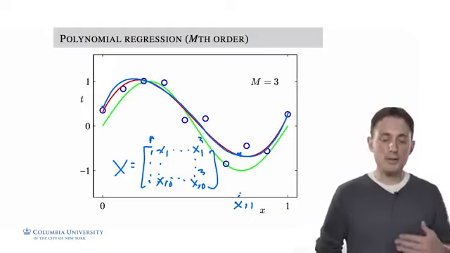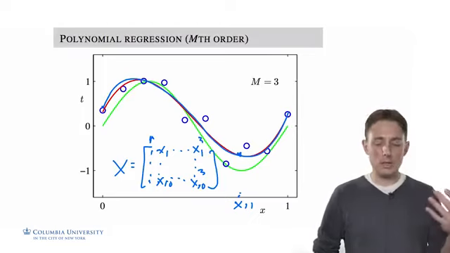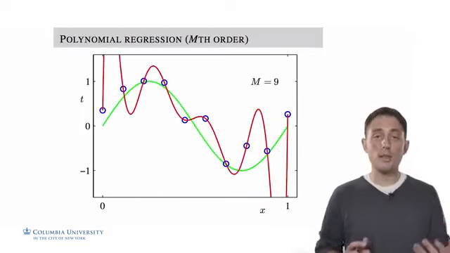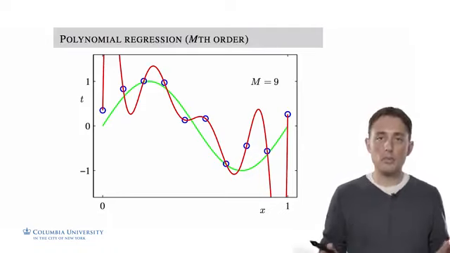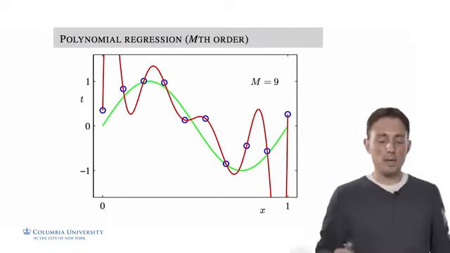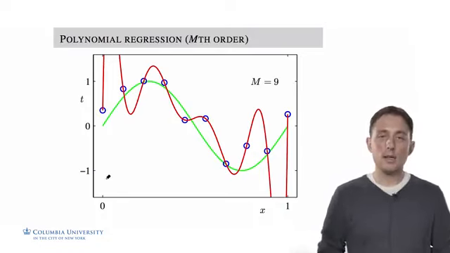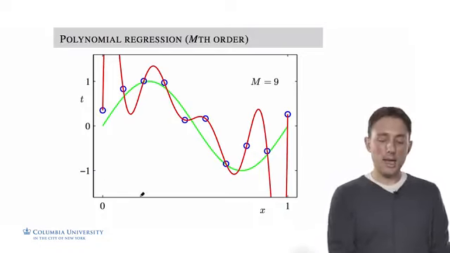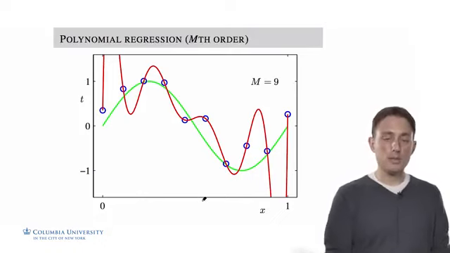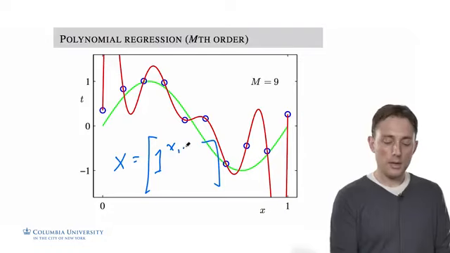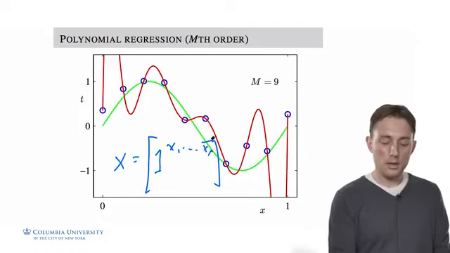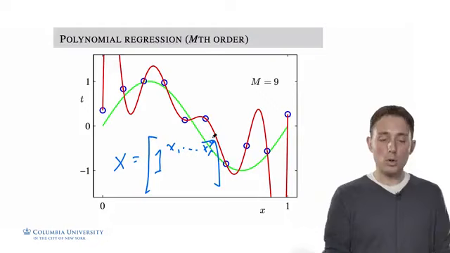Okay, so we can try to be clever and push this. Instead of learning just a third-order polynomial, how about we try a ninth-order polynomial? So in this case, clearly things start to break down. And why would this be? Because in this case, the matrix X is 10 by 10, because the first column of X is, again, all ones. But we have now 9 more columns of the data up to a ninth-order polynomial.